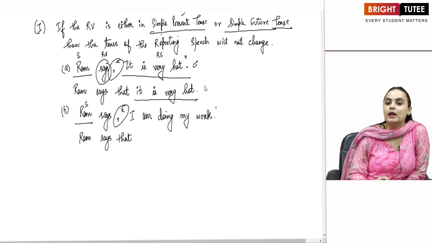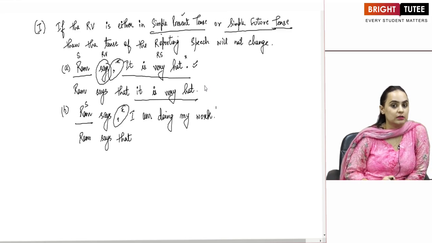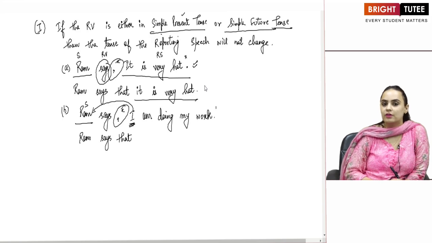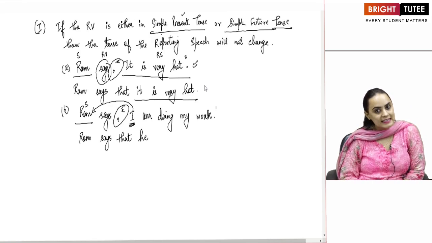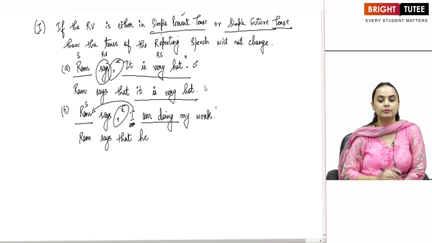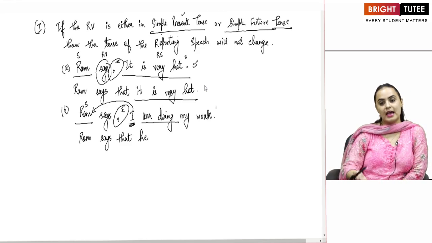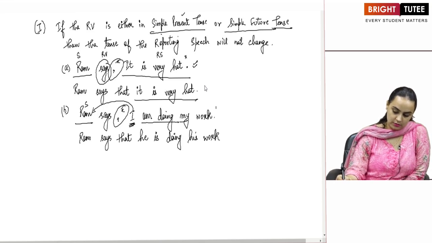Now, how will the pronoun change? Changing the pronoun will depend on the speaker. Here, I is used for whom? It is used for Ram. Who is Ram? A boy. So, what am I going to use for Ram? He. What is the verb? What is the tense? Present continuous tense. Am doing. And present continuous tense becomes he is doing his work.